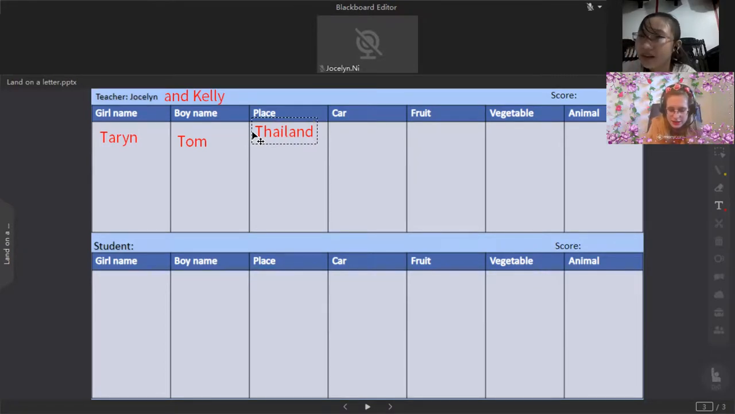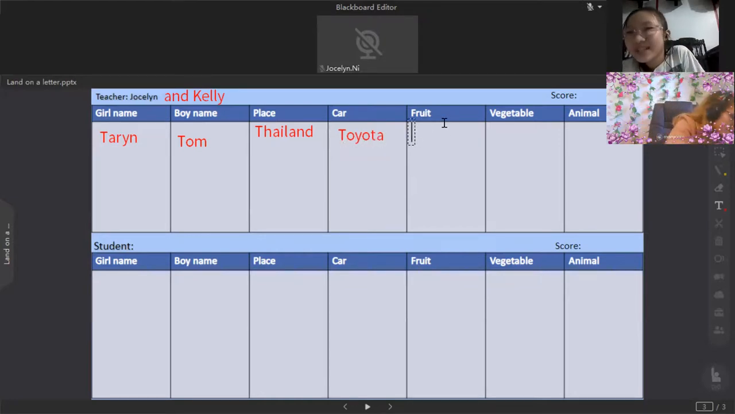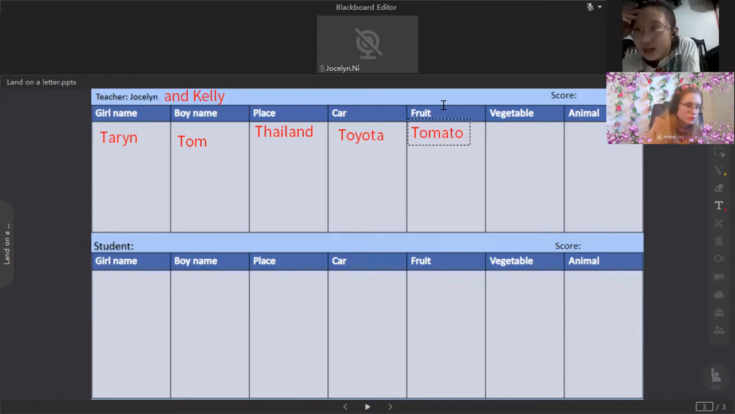Okay. Let's see. I'm going to use my Google. A car with a T. A car. It's very difficult. I know. A car starting with a T. Toyota. Toyota. Fruit. Google. Oh, tomato. Tomato. A vegetable. Oh, this is getting difficult.